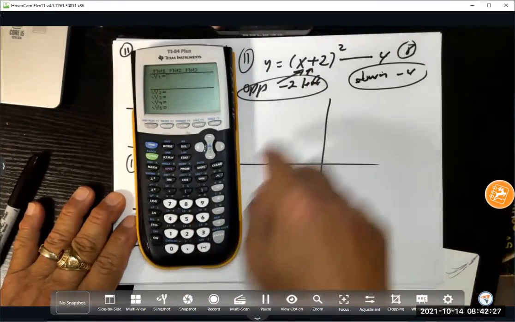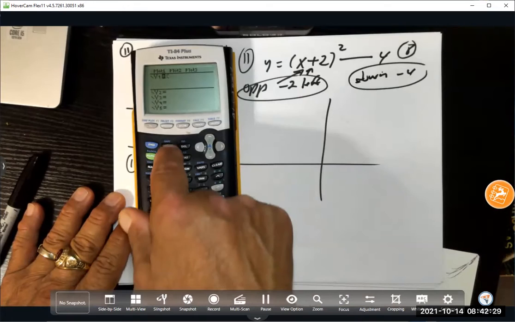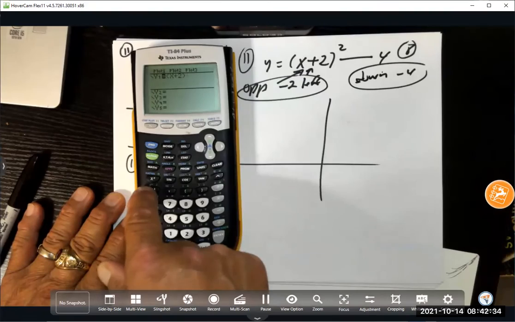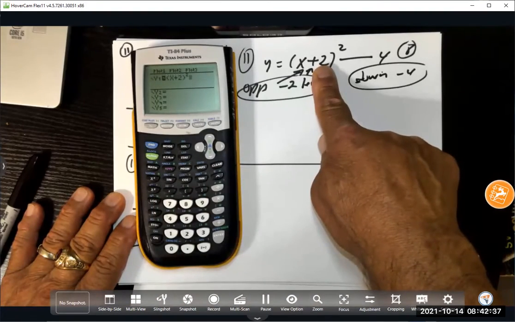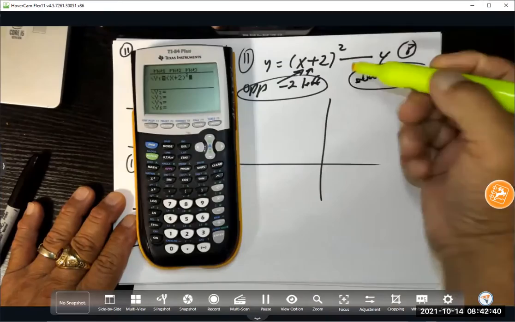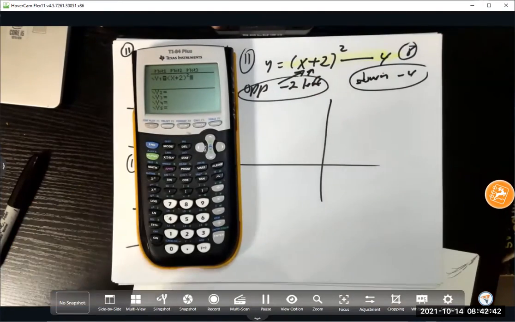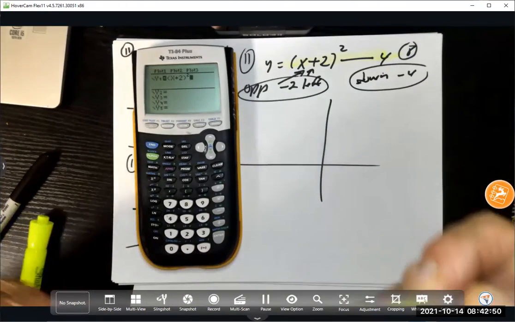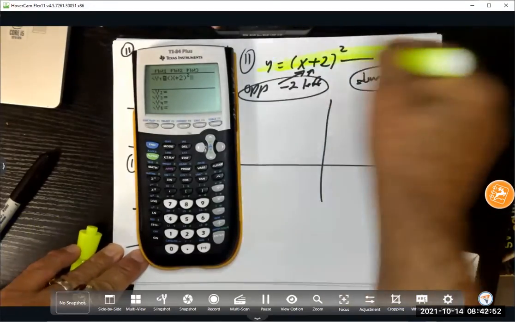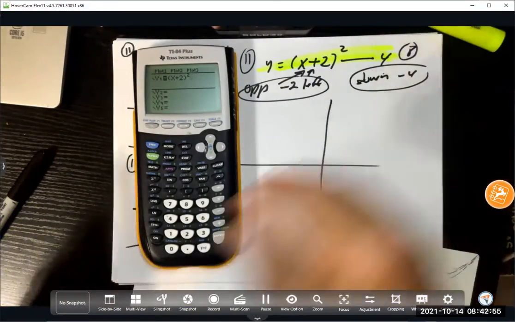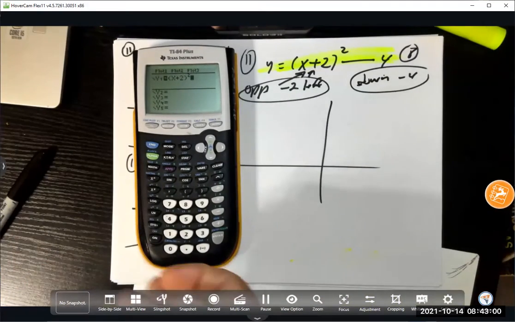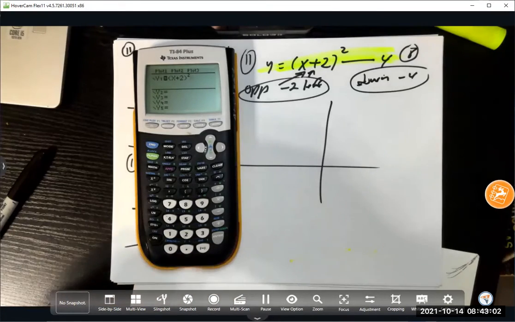Clear. Parentheses, x plus 2 squared. You get that far? I just got one straight line. I messed up. Try putting it like this. I tried working ahead. That's all right. Just do it again. See what you get. Oh yeah, I moved to the left and it goes up.